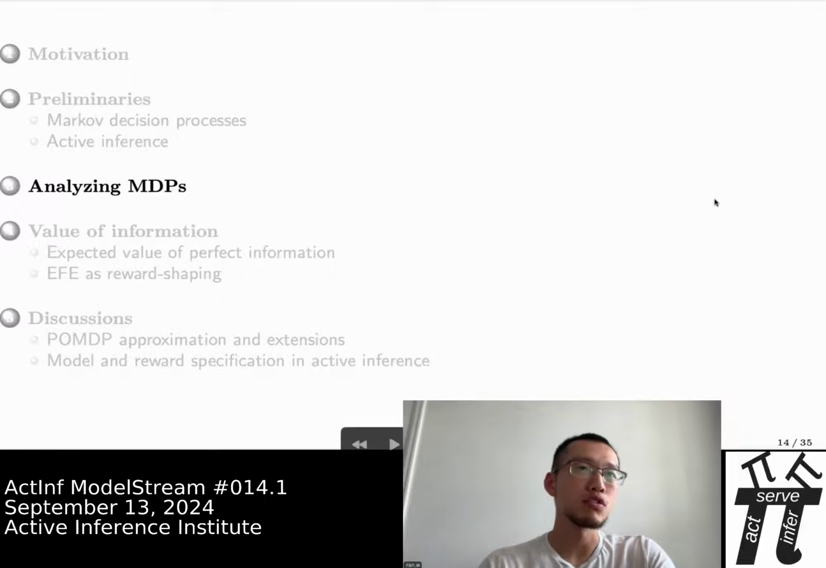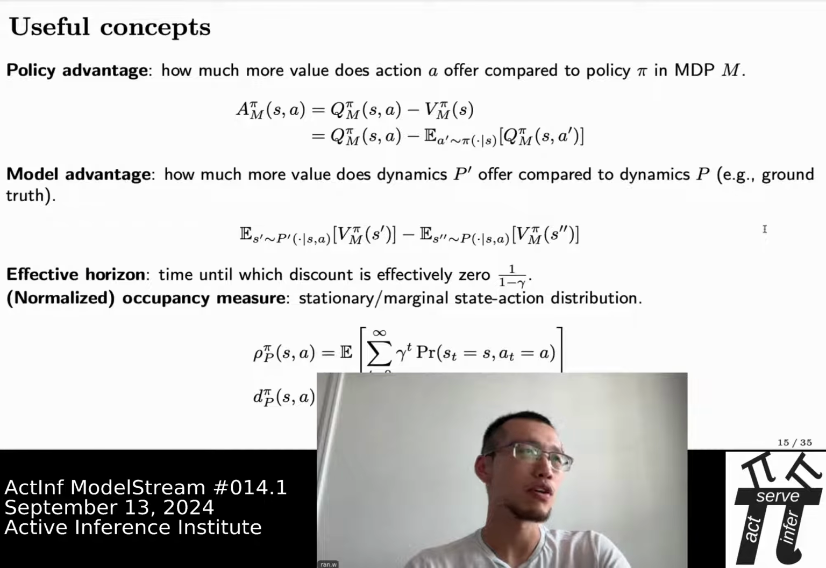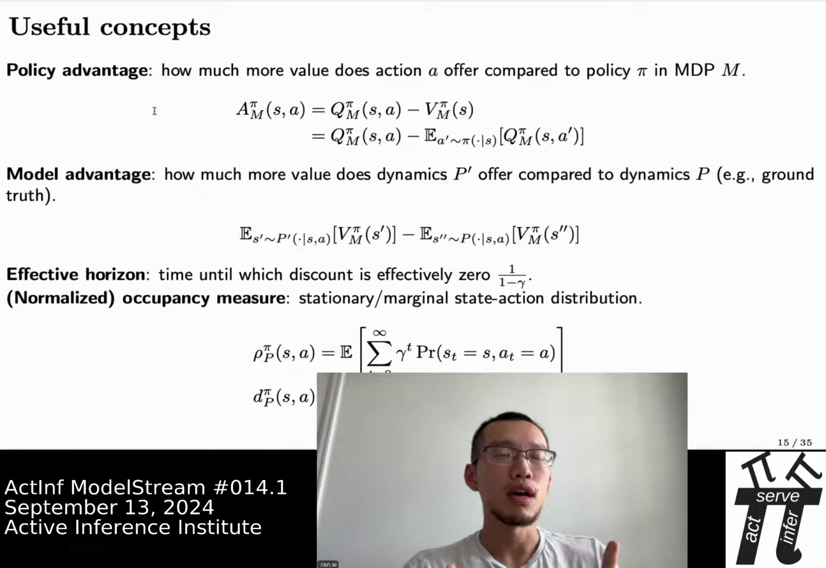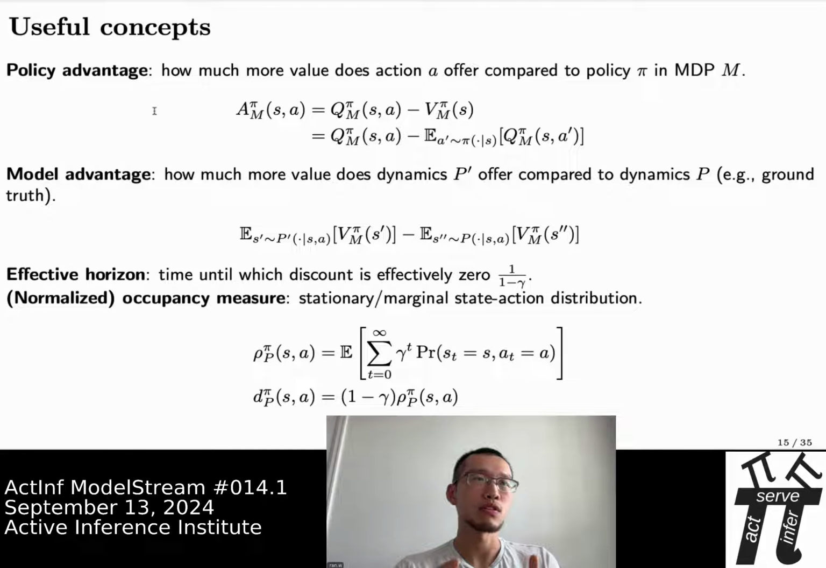In order to answer that, we need to introduce some tools from MDP theory. The first set of concepts we'll introduce are the policy advantage and the model advantage. For the sake of discussion for now, we'll just understand them as some abstract notion of error measures of the policy and the model.